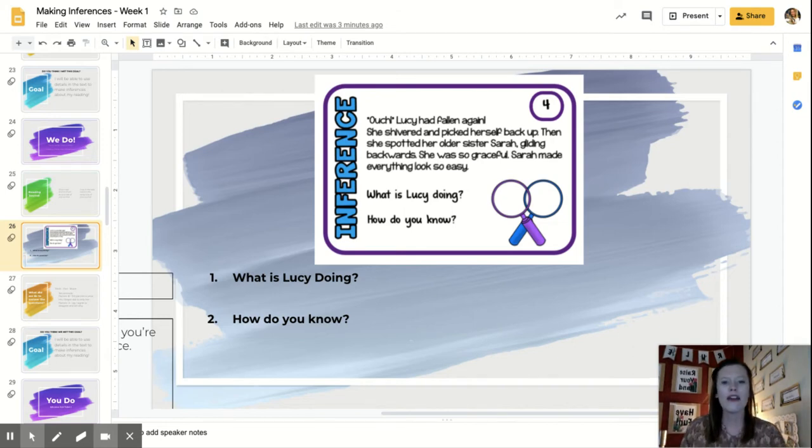Ouch! Lucy had fallen again. She shivered and picked herself back up. Then she spotted her older sister, Sarah, gliding backwards. She was so graceful. Sarah made everything look so easy.